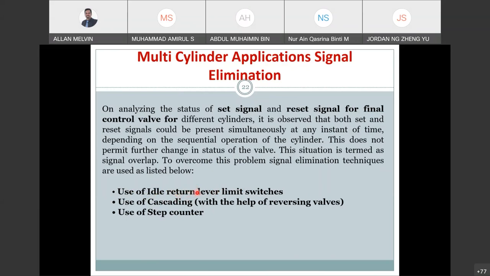Quite simple. If the circuit is complicated, we will use the cascading and step counter method. Yes. Cascading and step counter method. These two methods are very important. Important, but we will not cover them this week.